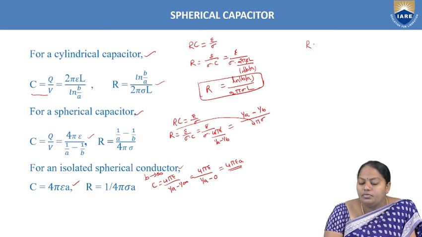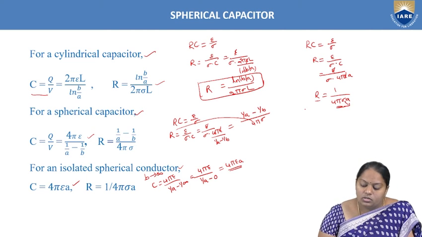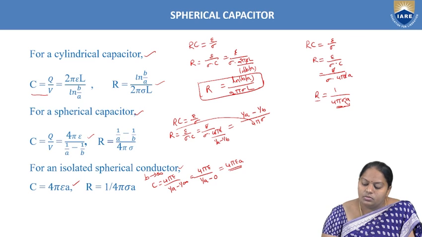To calculate that R, we need to consider again the time constant or relaxation time, that is RC, which is equal to epsilon by sigma. So R equal to epsilon by sigma into 1 by C. We substitute C by this value 4 pi epsilon into A, and this epsilon gets cancelled, then R equal to 1 by 4 pi sigma into A. So here also R and sigma are inversely proportional. So R equal to 1 by 4 pi sigma into A.